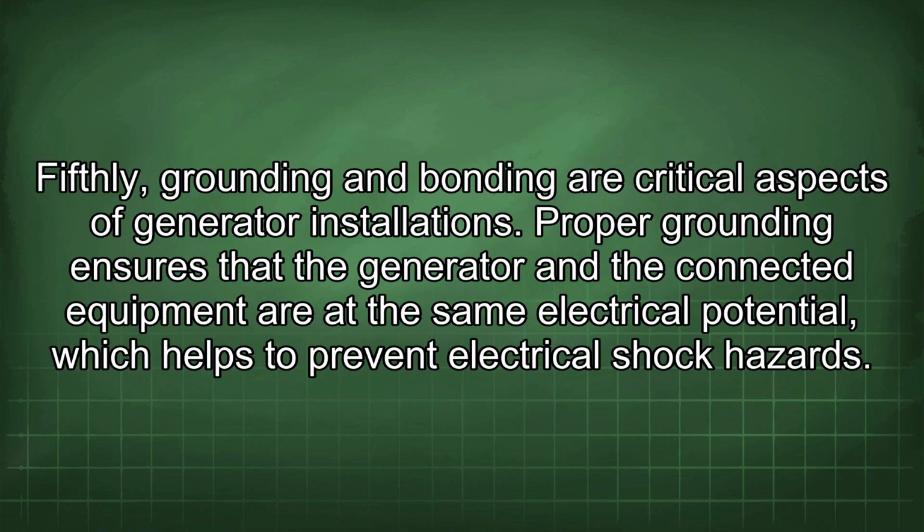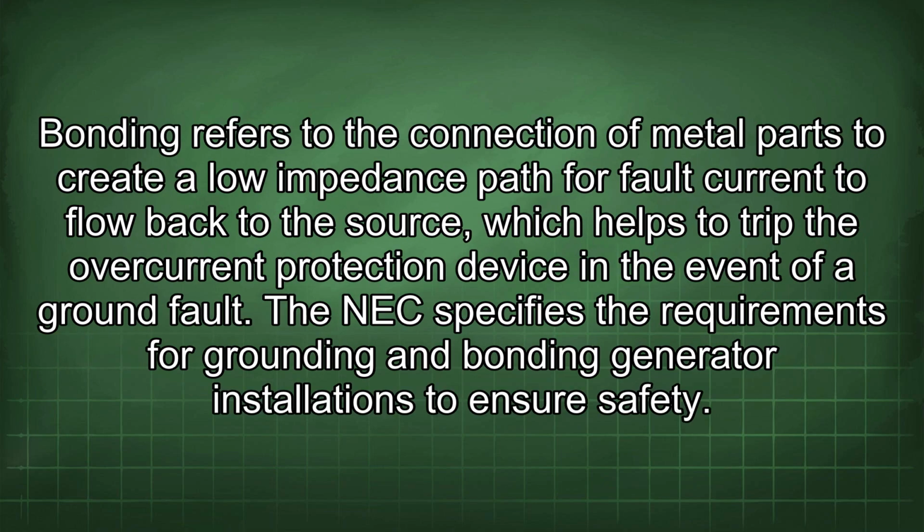Fifthly, grounding and bonding are critical aspects of generator installations. Proper grounding ensures that the generator and the connected equipment are at the same electrical potential, which helps to prevent electrical shock hazards. Bonding refers to the connection of metal parts to create a low impedance path for fault current to flow back to the source, which helps to trip the overcurrent protection device in the event of a ground fault. The NEC specifies the requirements for grounding and bonding generator installations to ensure safety.